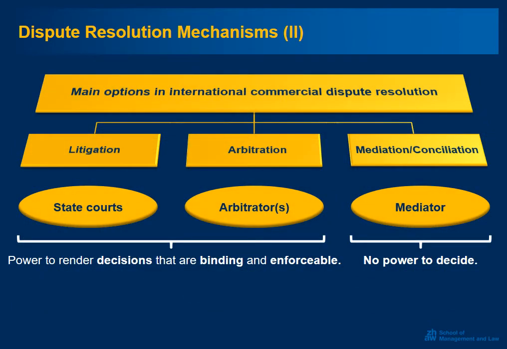The 3 options can be categorized along different criteria. The first criterion relates to decision-making power. State courts and arbitral tribunals both have the power to render decisions that are binding and enforceable. In contrast, a mediator lacks decision-making authority. A mediator can only suggest potential solutions to the parties, but has no power to end the dispute by rendering a decision. In order to end the dispute, the parties need to reach an agreement.